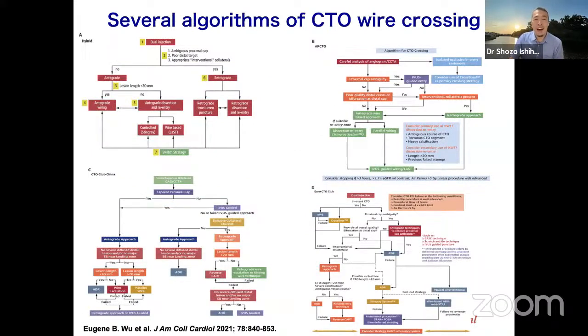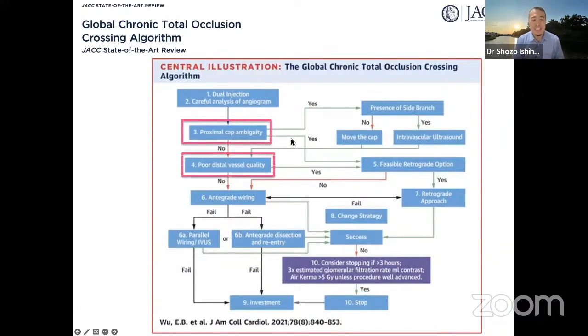As you know, there are several algorithms of CTO wire crossing, Asian ones and European ones, and many algorithms. But these days, this is the newest one, the global algorithm of CTO wire crossing. There are some important points, as you know. One is proximal cap.